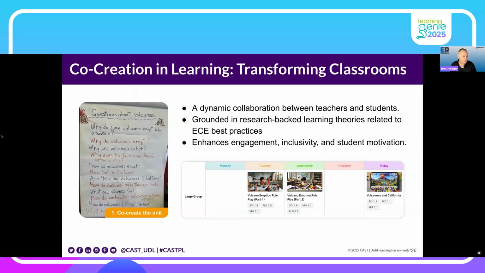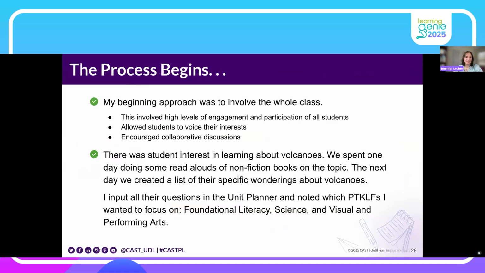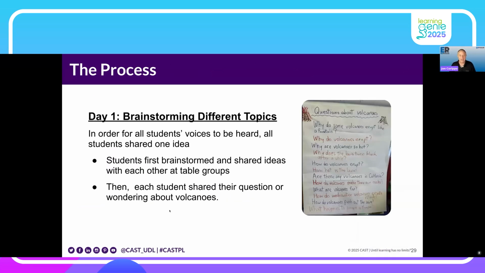And then this part of the screen, which I'm going to use my magic pen on, this part of the screen is Learning Genie making the lessons for us. This was her approach. It involved the whole class in the lesson. There was student interest in learning about volcanoes. They spent one day doing read-alouds of nonfiction books. The next day, they created a list of specific wonderings about volcanoes, and they dropped them into Learning Genie.